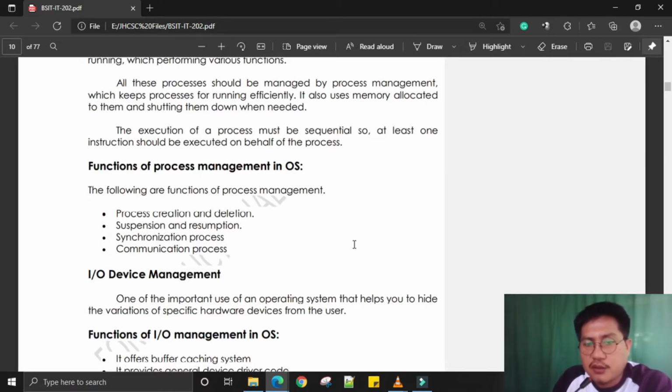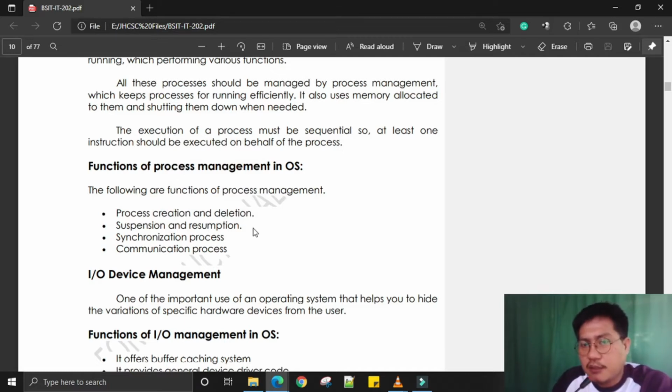When you say process creation and deletion, it means that the process management of the operating system is responsible for creating a new process for the central processing unit. It will tell the central processing unit to process this one, and to stop or delete this process. So creation and deletion. It will also handle suspension and resumption.